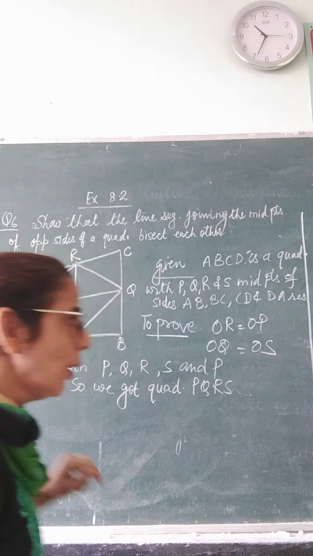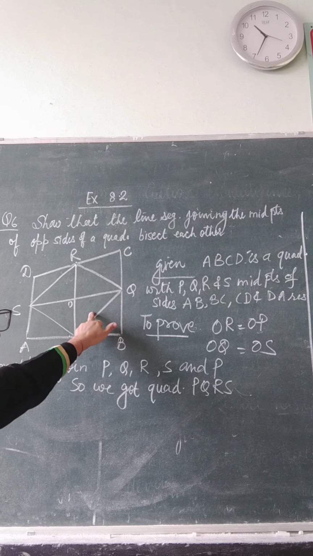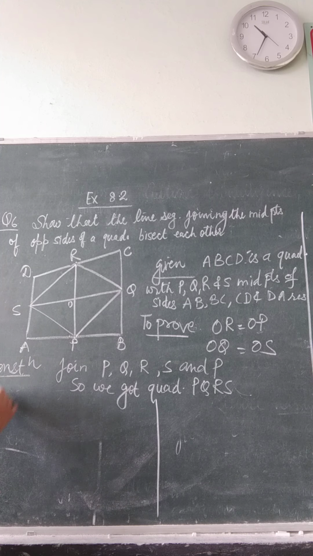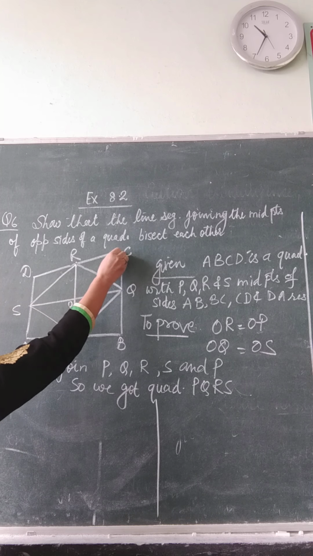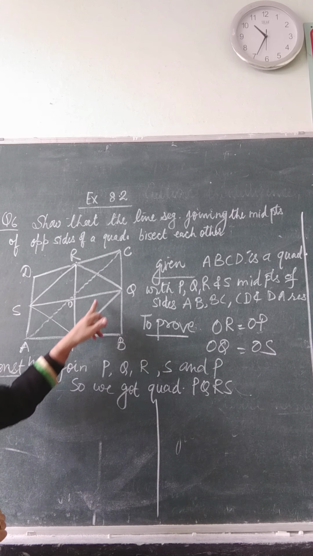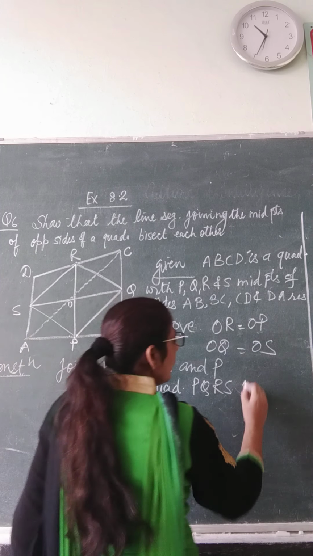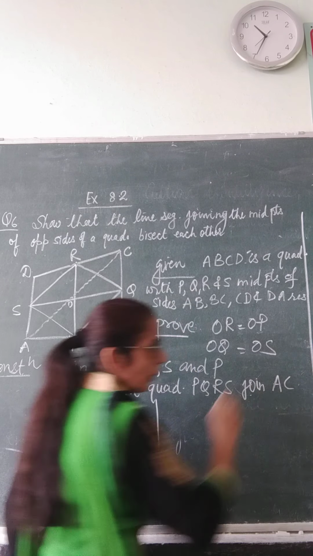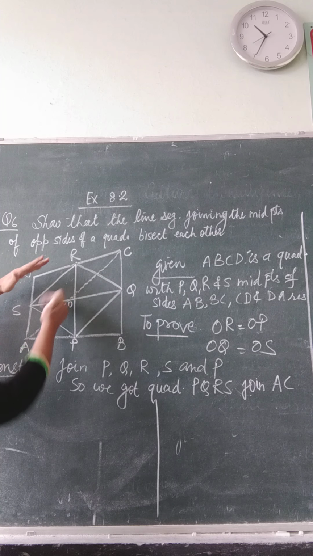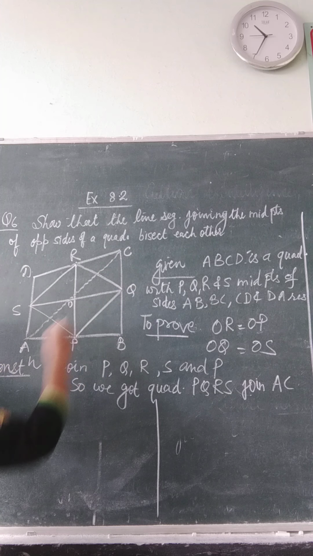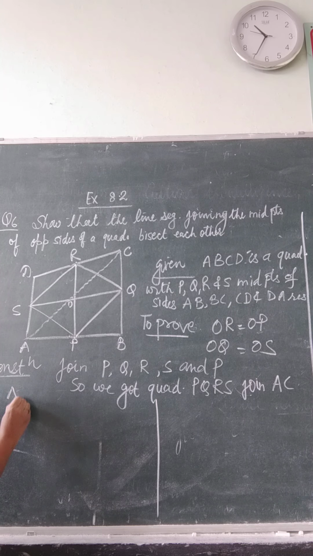So let's proceed. What we are going to do? We are going to prove PQRS is a parallelogram. So construction we have done. One more construction we will do when we have to prove it as a parallelogram. This is our construction. Join diagonal AC. Now in this quadrilateral, see this in this triangle, in triangle ABC, this is just like question number 1. I hope this thing is now clear to you.